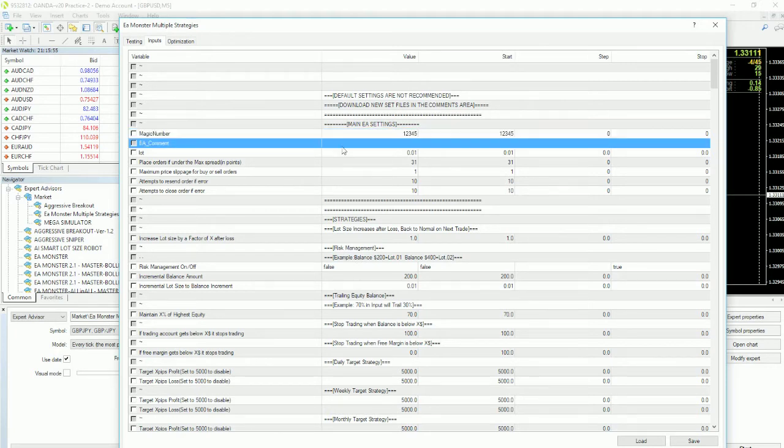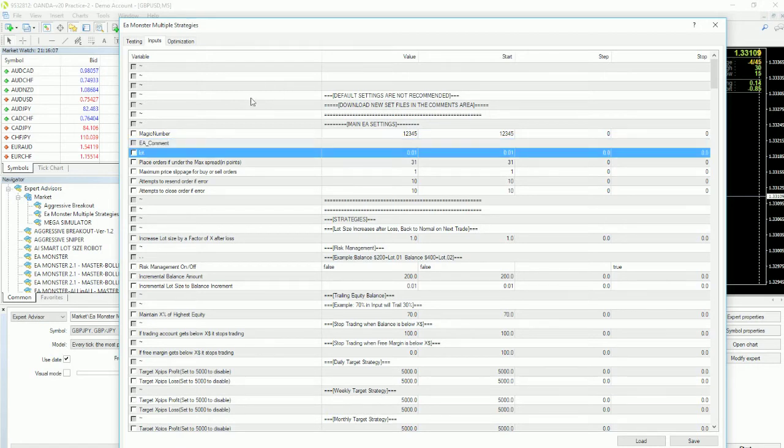The EA comment is for when you get alerts and things like that. Like I get notifications on my phone, and it should show up in there as well. Okay, the lot size, obviously, you know what that is. I don't have to explain that. Right now, it's set at 0.01 micro lot.